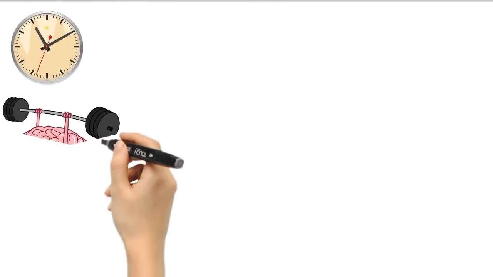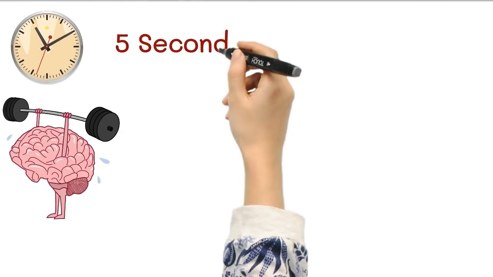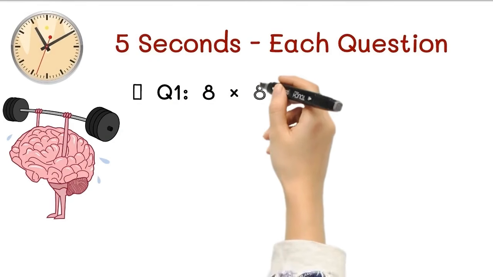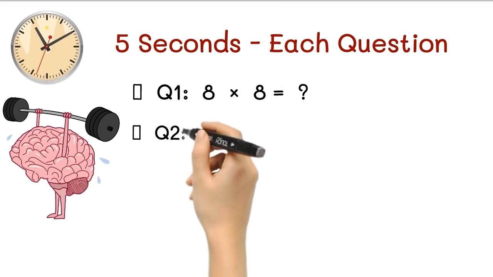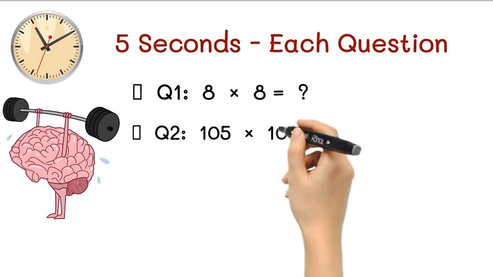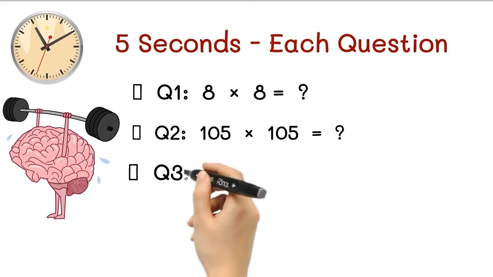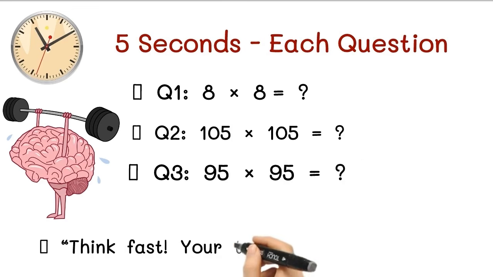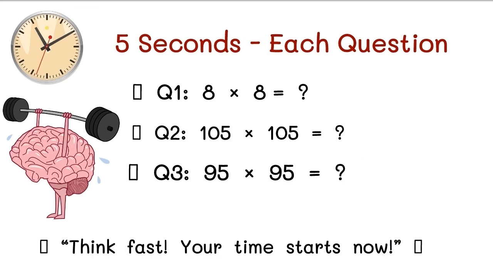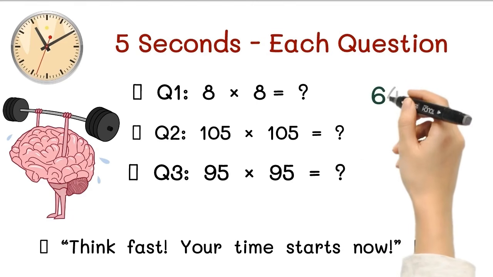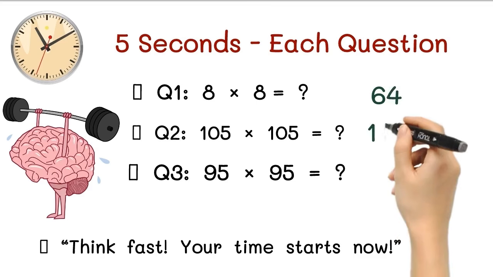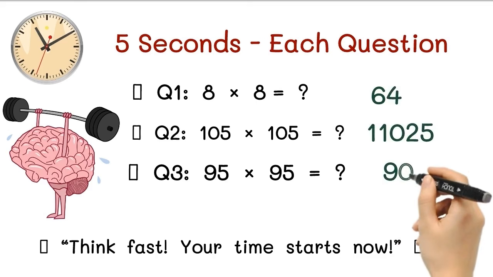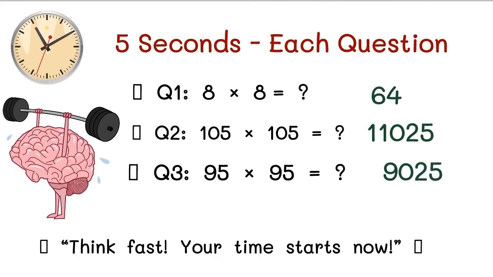Now it's time for a quick math challenge. You have 5 seconds to solve each question. Question 1 is 8 multiplied by 8. Question 2 is 105 multiplied by 105. Question 3 is 95 multiplied by 95. Think fast. Your time starts now. Let's check the answers. Answer for the first is 64. Answer for the second is 11,025. Answer for the third is 9,025.